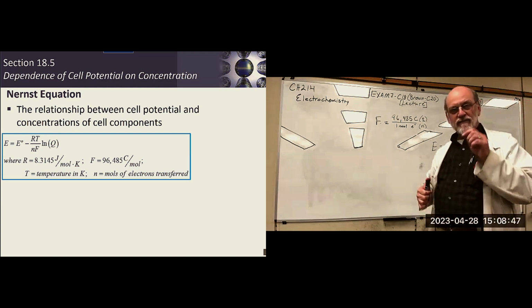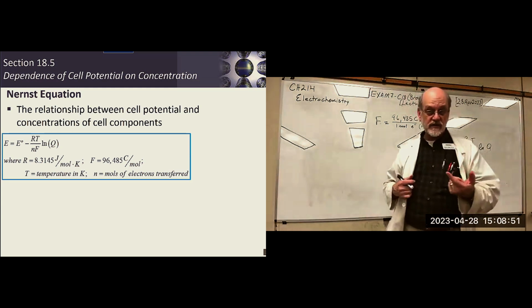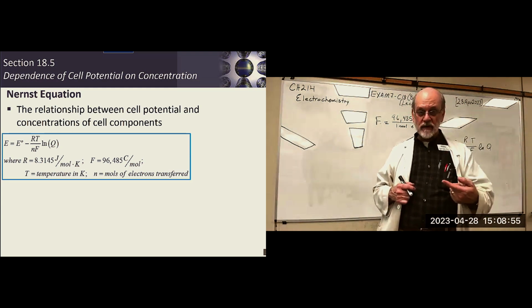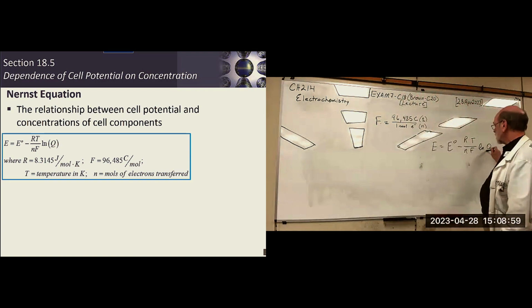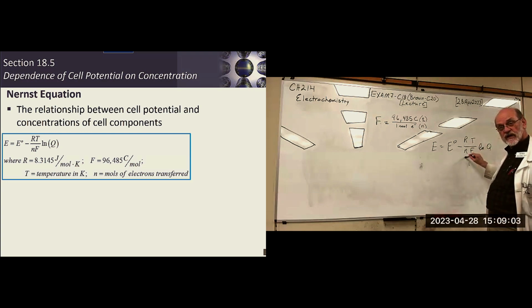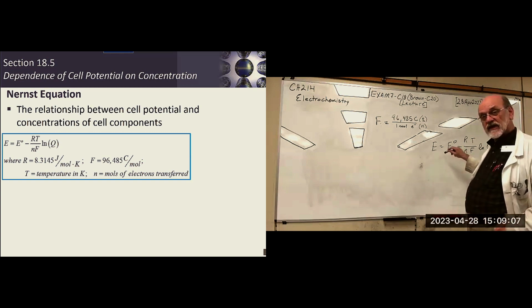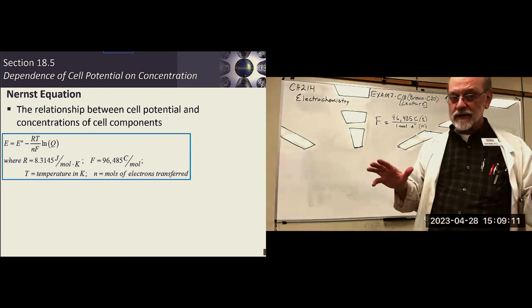So you have to have the balanced equation, you have to have the actual concentrations, and calculate the Q. If you can do that, then you can put that value in here with the temperature, gas constant, number of moles transferred in the balanced equation, and the Faraday constant, and the standard potential for the cell, and you can calculate the actual potential. Now, that's a lot of work.